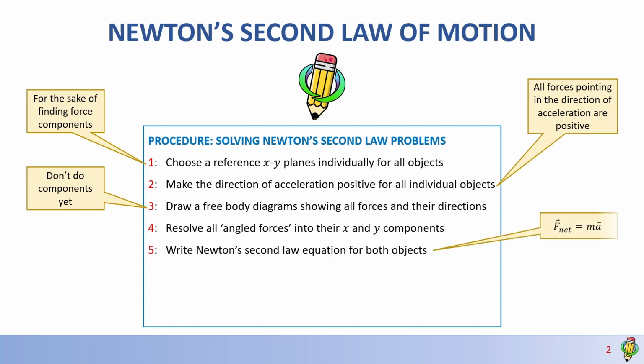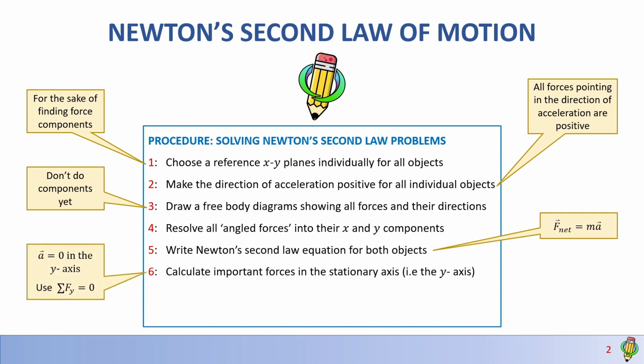Step 5. Write the Newton's second law equation for both objects. This is F net equals ma. Step 6. You have to calculate important forces in the stationary axis, in other words the y-axis. This is normally the normal force, for finding frictional force.